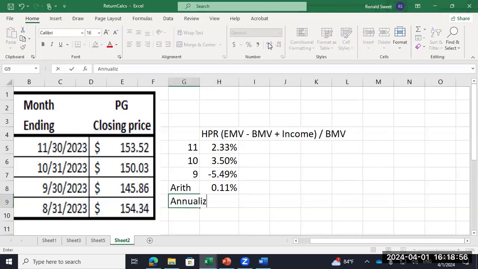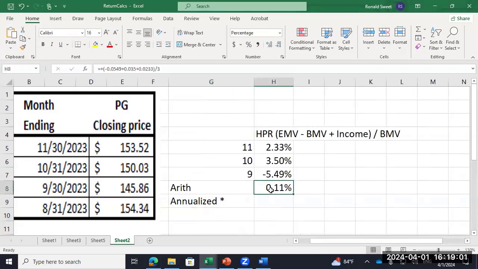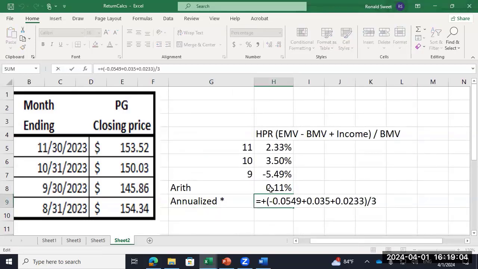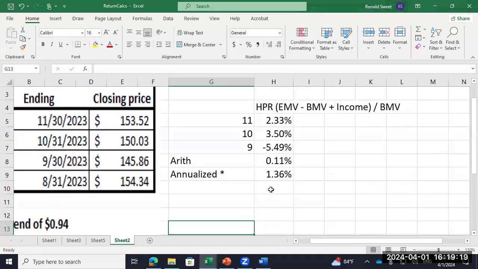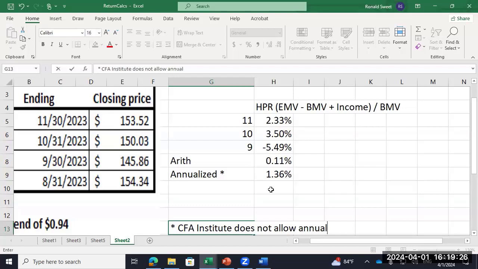And then annualized with a footnote. The exact same formula. You're going to take that whole thing and multiply it by 12. 1.36%. That look familiar? And what's the asterisk say? The Institute is not annualizing periods less than a year.